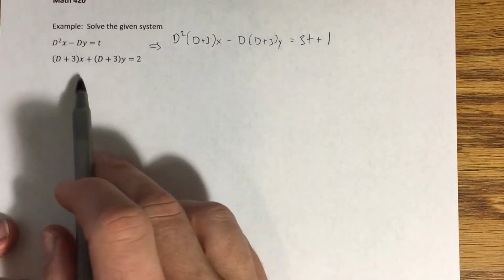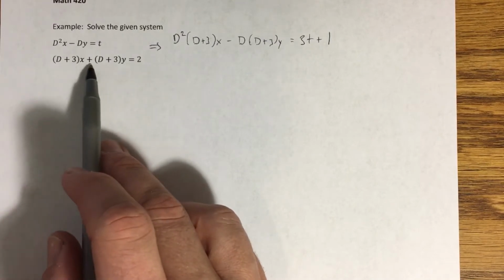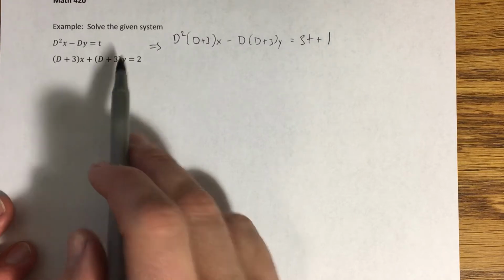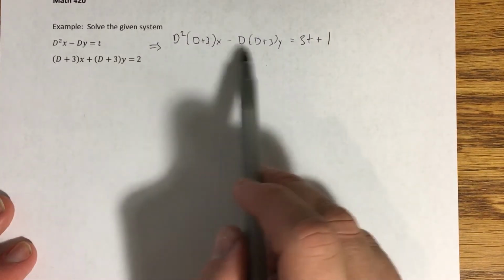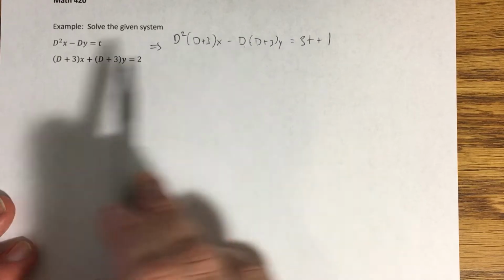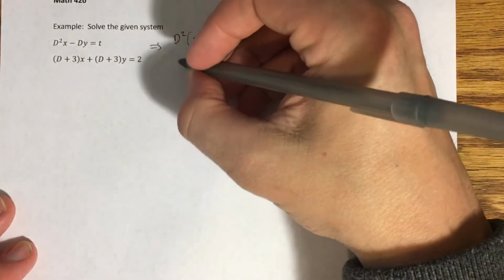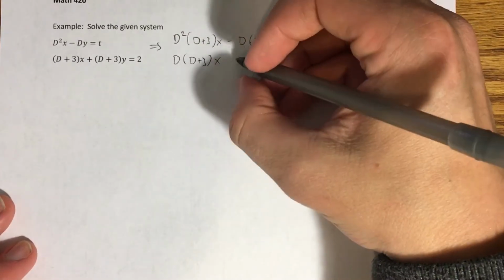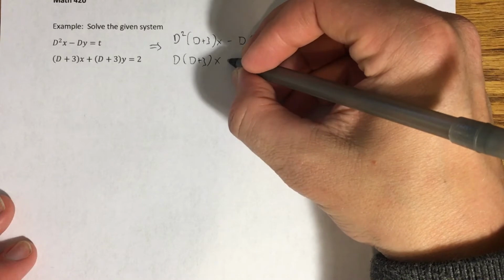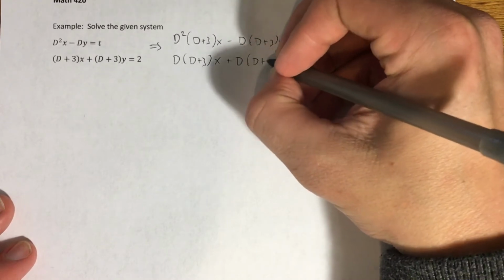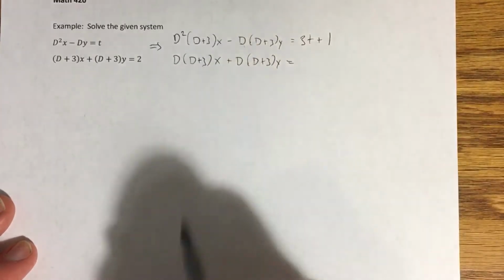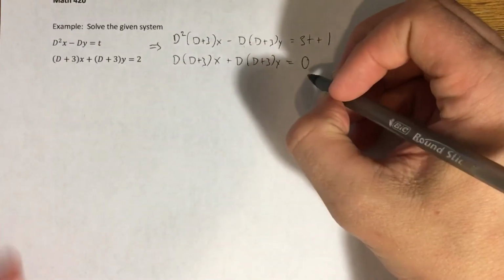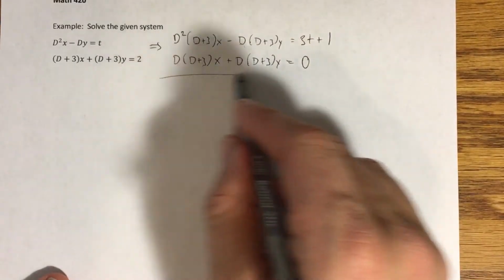On this left-hand side, what is it that I want to do? It looks like it might be pretty easy to eliminate the y first. This term compared to this term is missing that D right there. I'm going to operate on both sides by D. So that's going to give me D plus 3 x plus D plus 3 y equals, and since I'm operating with just a derivative, D, the derivative of 2 is just 0. So now we can add these two things.